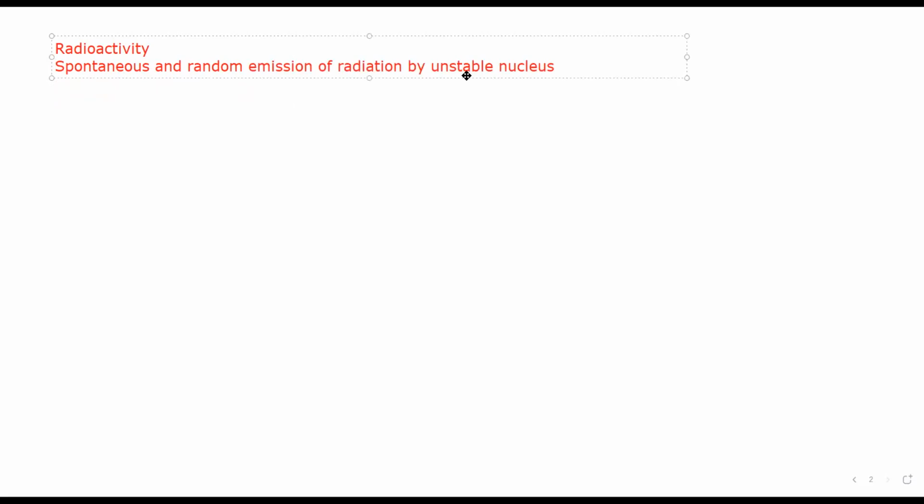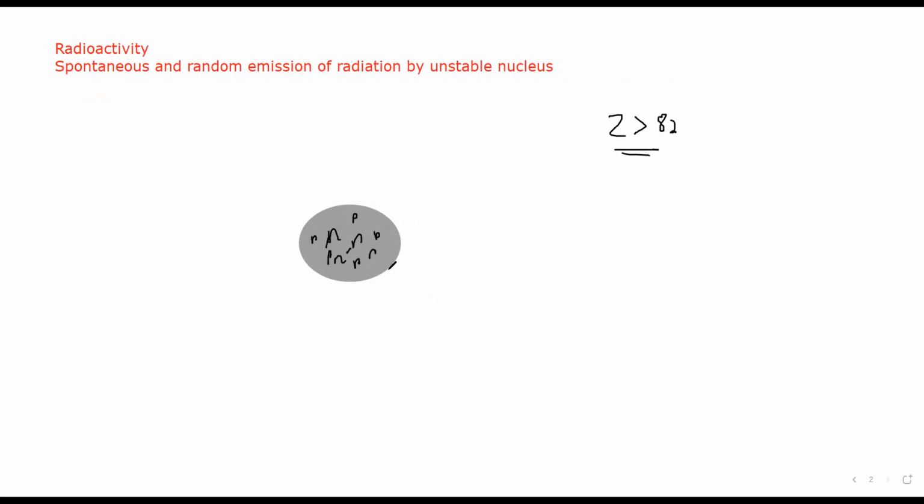So why is the nucleus unstable? Because there are a lot of nucleons. I'm just drawing this as a nucleus. This is not the atom. There are a lot of nucleons inside. So naturally, when an element has an atomic number more than 82, it is radioactive. Why are they radioactive? Because a lot of particles are there, and the nucleus is not able to hold them together.